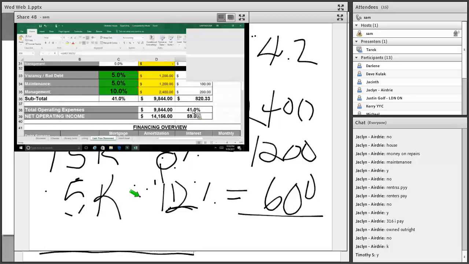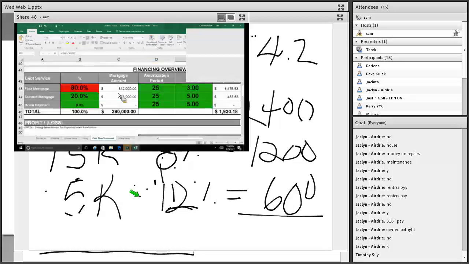The good news is, what are some positives about that? It's not a lot of money though, so it's $100. But what does that do for you, Jacqueline? What does that do for you? What's the big plus by converting it the way we did? Yeah, she has 390K to play with.